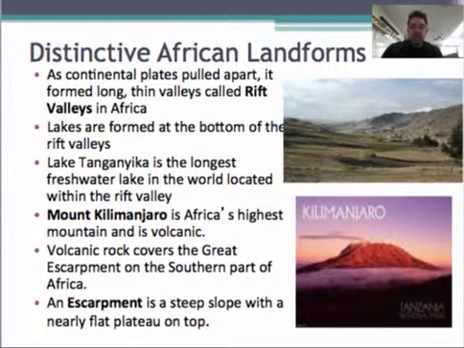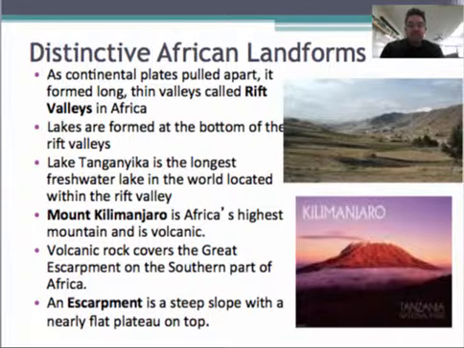A cluster of lakes form at the bottoms of some of these rift valleys, and these African lakes are unusually long and deep. Lake Tanganyika, the longest freshwater lake in the world, stretches about 420 miles and reaches a depth of more than 4,700 feet. However, Africa's largest lake, Lake Victoria, sits in a shallow basin between two rift valleys. It is the world's second largest freshwater lake, but is only 270 feet deep.